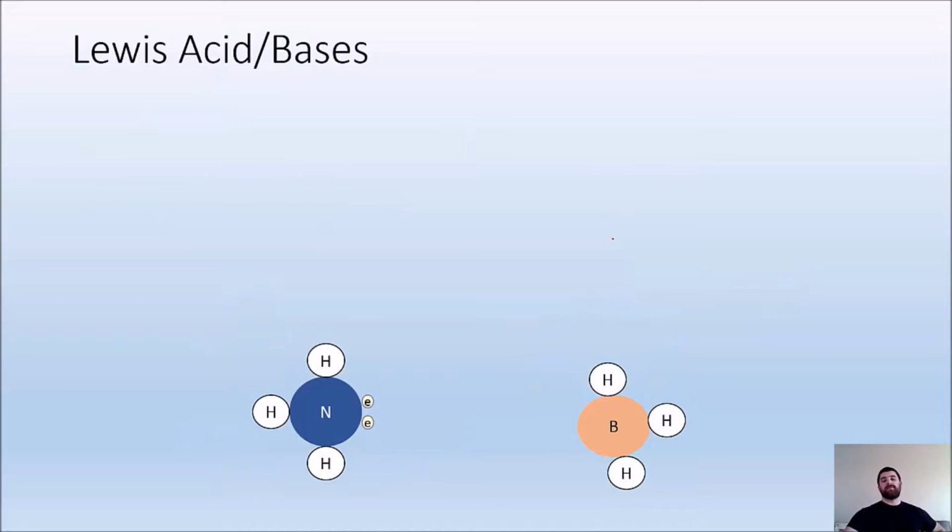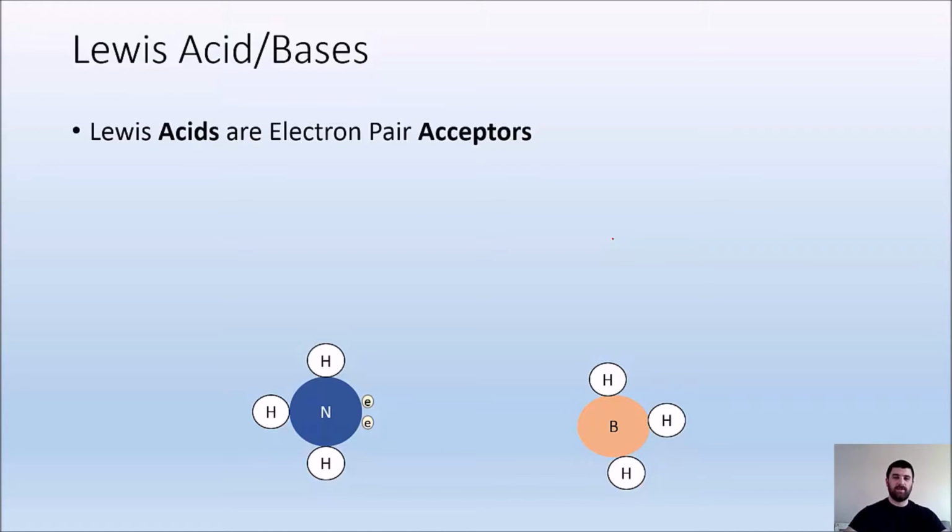All right, Lewis acids and bases is probably a new one for you guys. You know, Bronsted-Lowry was like, hey, it doesn't have to be an OH minus to act like a base. Lewis even took it a step further. It was like, hey, we don't even need protons to be transferred. So Lewis acids are electron pair acceptors, and Lewis bases are electron pair donors.